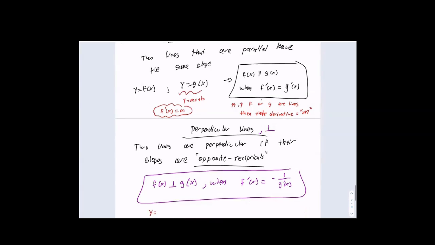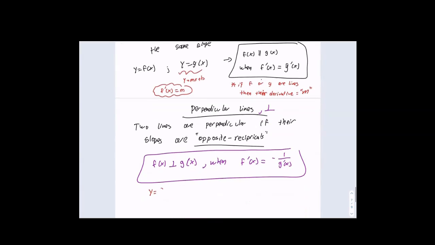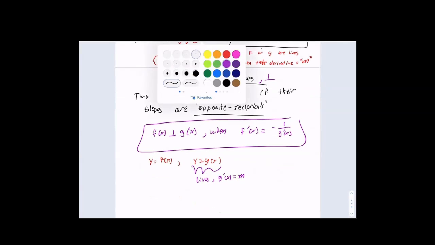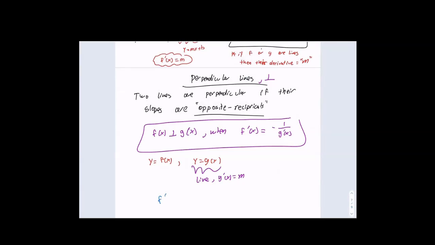Okay. So I'm going to give you y equals f of x, and I'm going to give you y equals g of x. But in your homework, traditionally this right here is a line, which means that g prime of x equals m. And so when solving these problems, you're going to set f prime of x equal to negative 1 over m. That's basically what we're going to do.